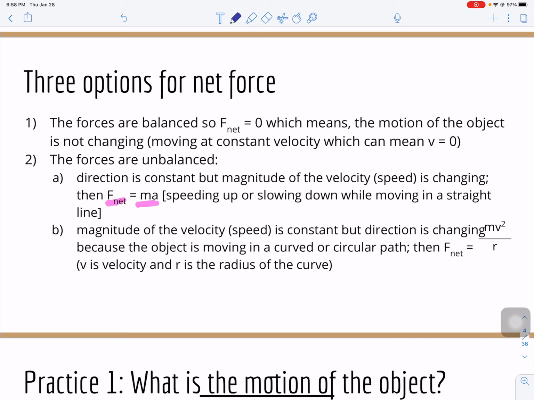So if we want to diagram this, we have an object that is moving in a curved path. And sorry, that's not too curvy. We've got a radius from the center. So here's my object. And then it's moving with some velocity. Okay, so the net force on this is mv squared over r. M is mass in kilograms.